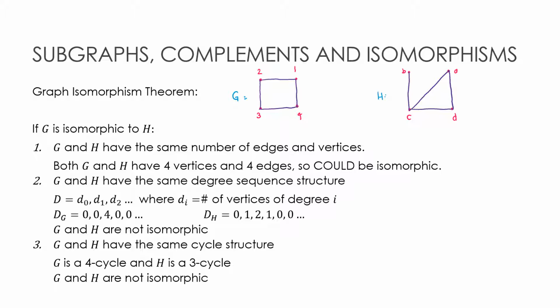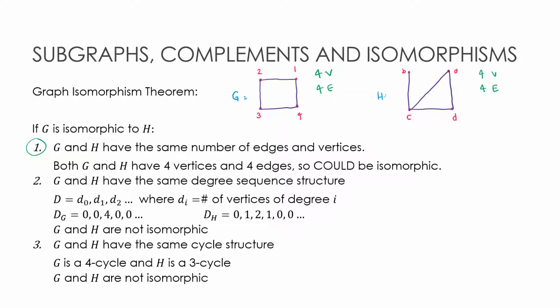The first thing I would check is that both G and H have the same number of edges and the same number of vertices. So here I've got 4 vertices, I've got 4 edges. Here I have 4 vertices and I have 4 edges. So based on this theorem, it's still a possibility.